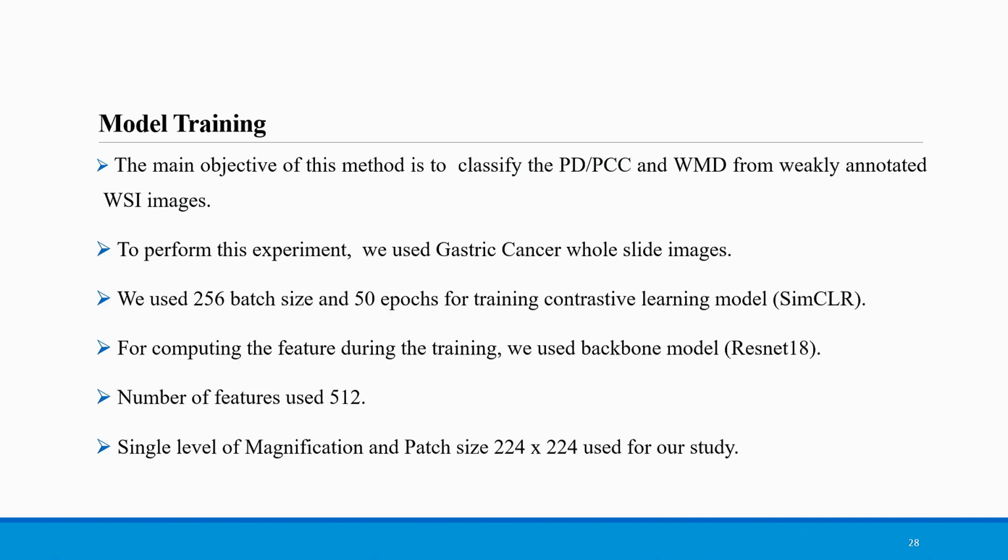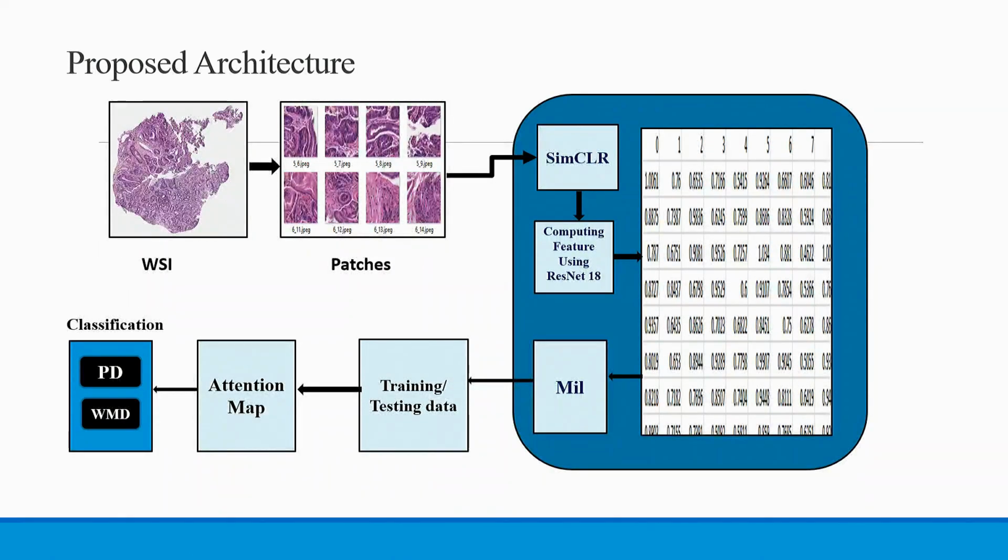Model training. The objective of our method is to classify the PD, PCC, and WMD for weakly annotated whole slide images. For this study, we just consider PD and PCC as one class and WMD as one class. So to perform this experiment, we use these images. We use a 256 batch size and 50 epochs for training the SimCLR. For computing the features during the training, we use the backbone model ResNet 18. We use the number of features as I showed in the previous slide, 512 features. We use a single level of magnification, and here is our proposed architecture.